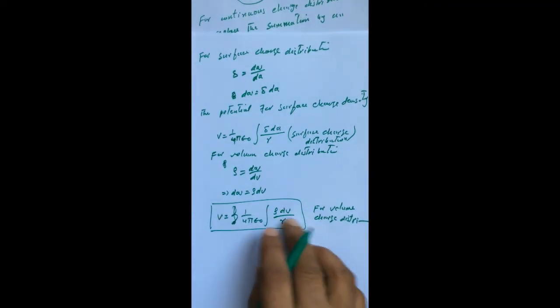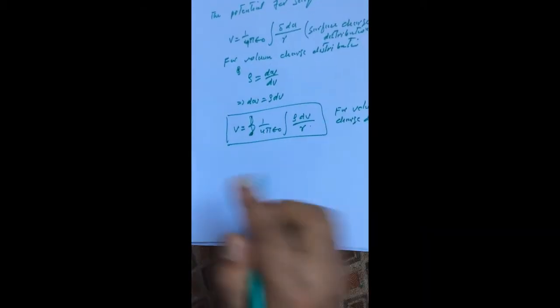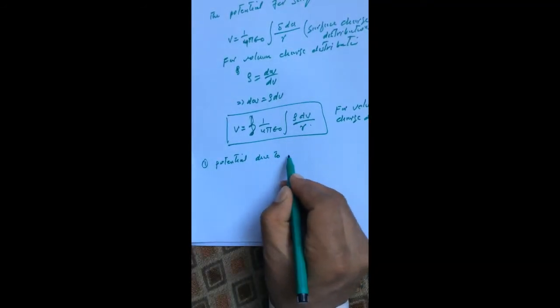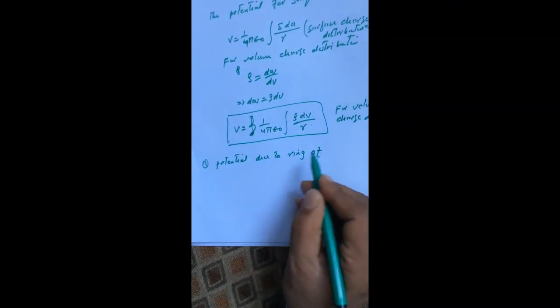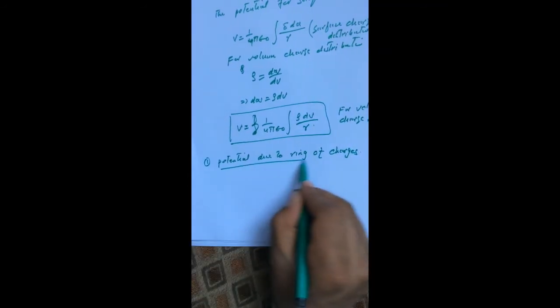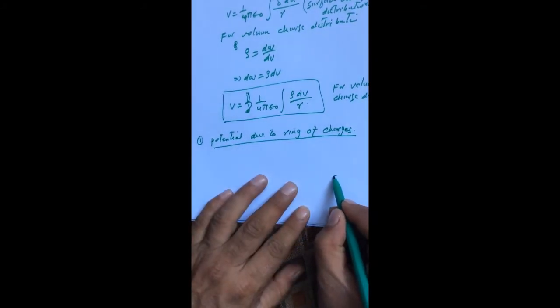Now we will apply this relation by considering some specific problems, and the first problem is potential due to a ring of charge. We consider a ring. Let's suppose this is a ring.